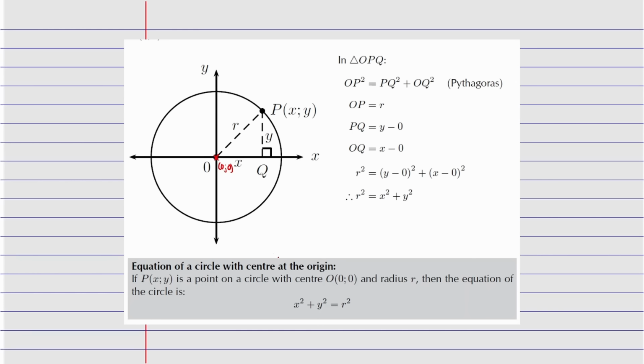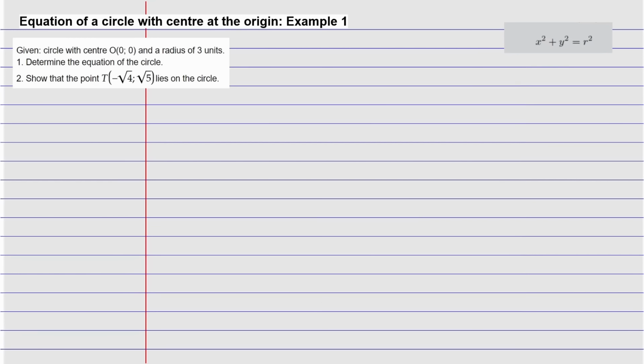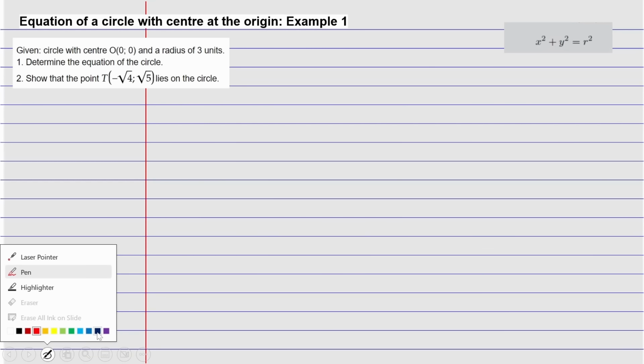So the properties now, what do we see? We see the fact that the equation of a circle, right? So the equation of a circle when the center is the origin, meaning the center is O(0, 0), the equation of the circle is x squared plus y squared is equal to r squared, right? So that's the equation of the circle. So now let's do the first example, right? Talking about the equation of a circle with the center at the origin, right? So let me just change my pen color.